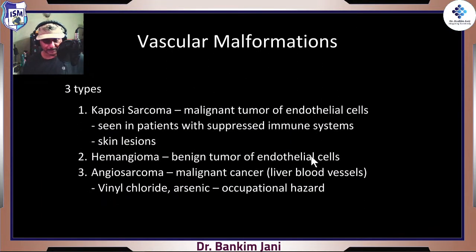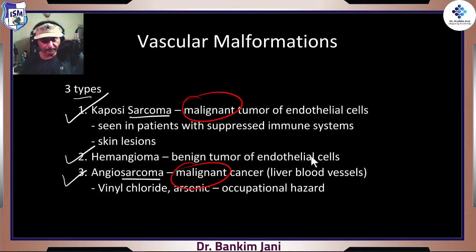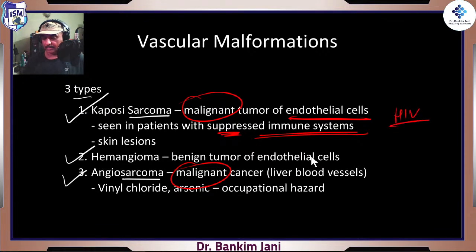In vascular malformation, say three types: one is Kaposi sarcoma, hemangioma, and angiosarcoma. Wherever the sarcoma is, it means they are malignant. These are malignant tumors of endothelial cells. So we are dealing with only the vascular component. Because it was coming in on the way, that's why I added just 2-3 minutes for this. Kaposi is classically seen in those patients where the immune system is suppressed, especially in cases of HIV or transplant cases, when the immunity has to be lowered. It is very common.